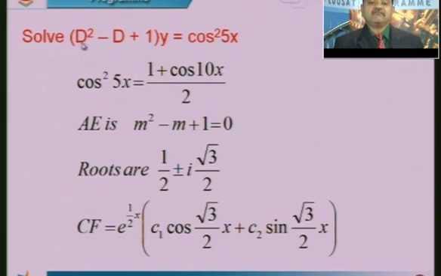As usual, find the auxiliary equation: m squared minus m plus 1 equals 0. By any method, you find the roots.